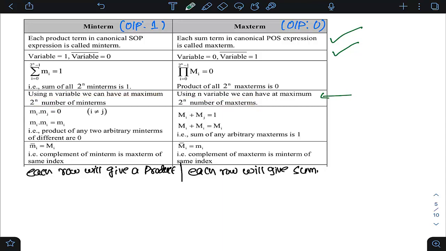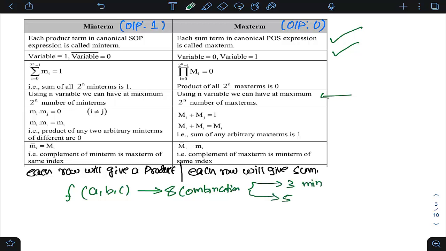So we have seen in the previous video, students, if I have a function of, let's say, 3 variables a, b, c, in total how many combinations are possible? There are 8 combinations possible. So let's say out of 8 combinations, 3 combinations are min terms. That means the remaining 5 are max terms. So if you add the number of min terms and the number of max terms, it is always 2 power n. It's a 3 variable case, so 2 power 3. In general, the number of min terms plus the number of max terms is always equal to 2 power n. So suppose somebody asks you, at max, how many min terms can you have?